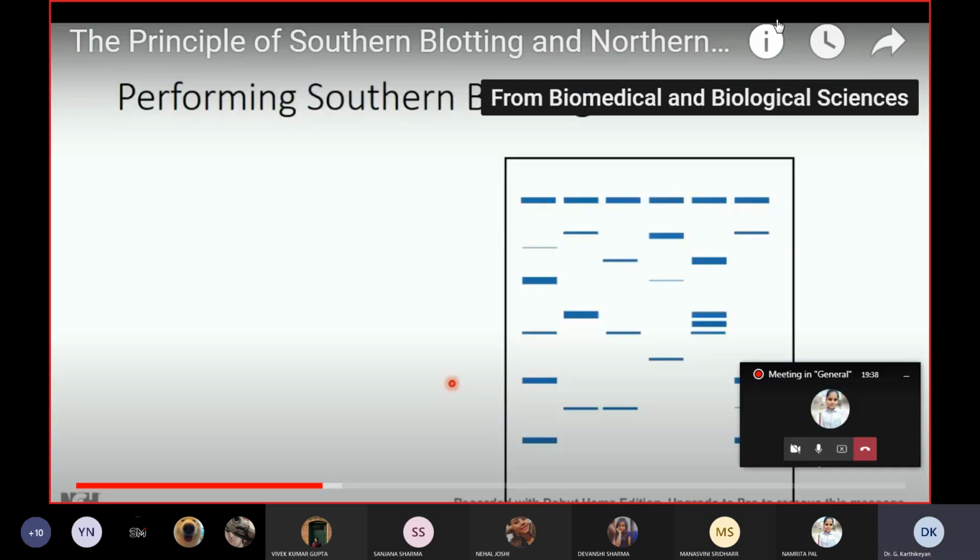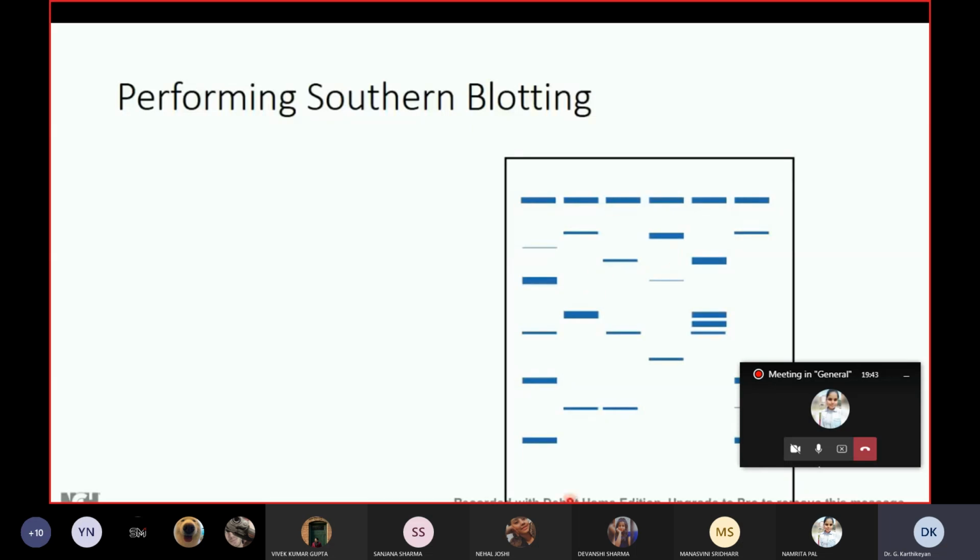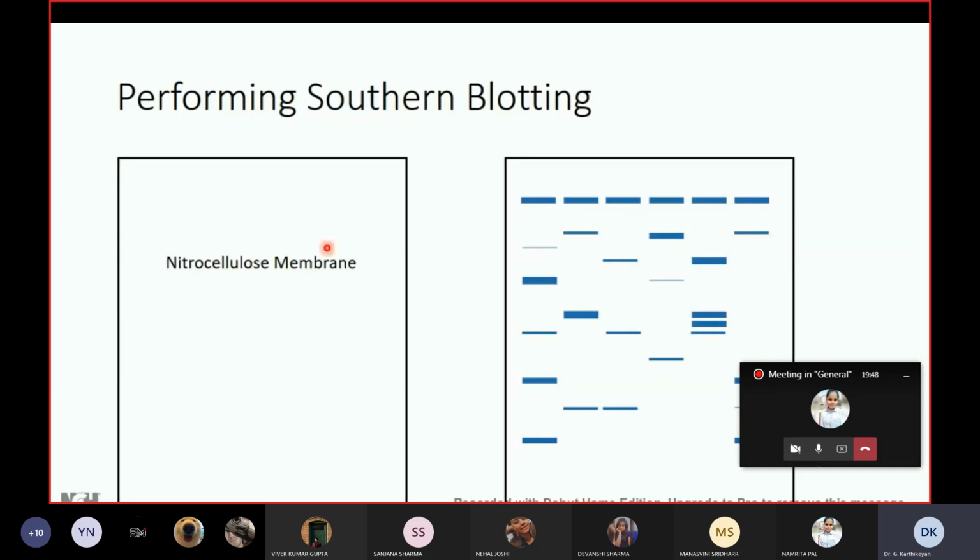In order to perform blotting, I should transfer the DNA samples which are in the gel to a membrane, a nitrocellulose membrane or another type of nylon filter membrane. Why should I do so? Because when I transfer the DNA samples onto the membrane, they will bind on its surface, and then the probe can detect the sequence and bind to it, which cannot be done in the gel.